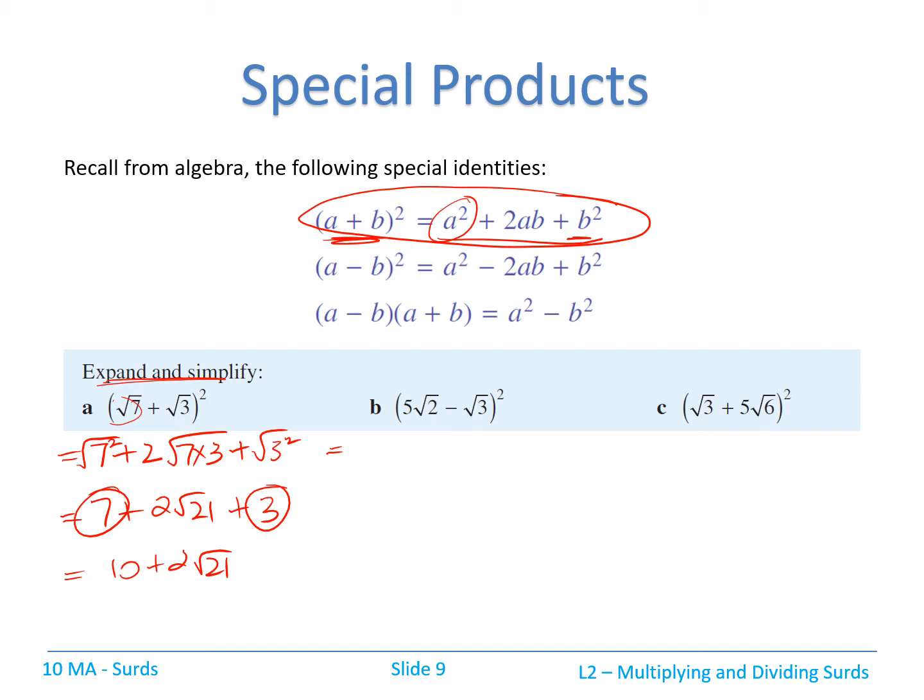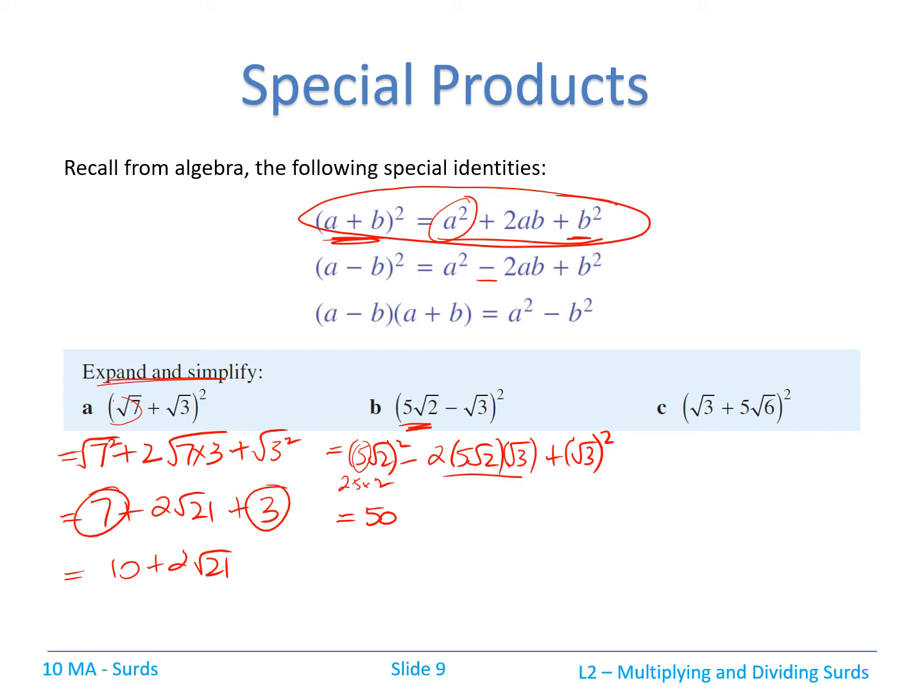Okay, here, I square the first term. So I've got 5 root 2 squared. Then I subtract, because I've got a minus in the middle, so minus 2 times a, which is 5 root 2, times b, which is root 3. And then I plus root 3 squared. Now, 5 root 2 squared, 5 squared is 25, root 2 squared is 2, so I end up with 50, because I've got 25 times 2.